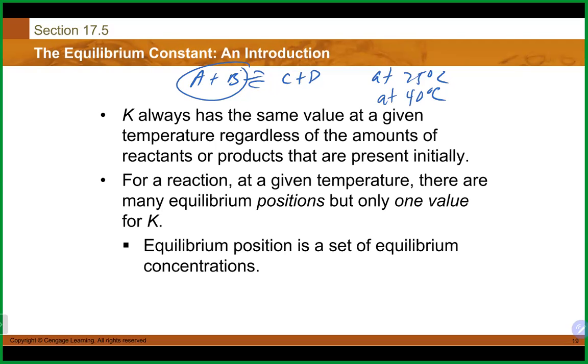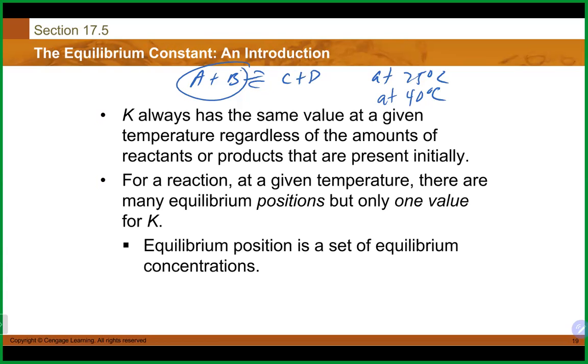So as long as you don't change the temperature, you could do the same experiment. You can start with multiple different amounts of everybody. It will always come to rest at the same proportion of products to reactants. So I explain it this way. It doesn't really matter what you start with, but there are many different ways you could get to the same ratio, right?